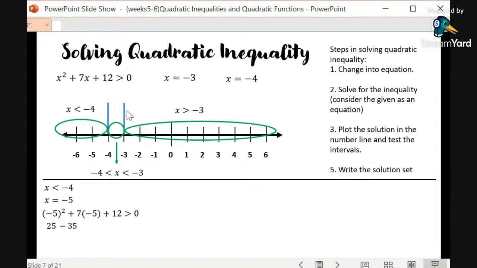And then, i-copy lang natin yung plus 12 is greater than 0. Okay, so this time, sige hahayaan ko kayo, you can use calculator, no? So para mas mabilis yung ating pacing ng turo. So if you have cellphone, pwede niyo po i-type yan sa cellphone niyo. What is 25 minus 35 plus 12? Ano po ang sagot diyan? 25 minus 35 plus 12.